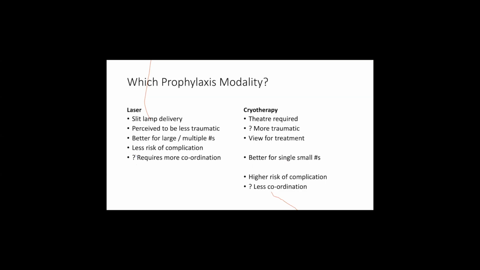With regards to the type of prophylaxis modality, slit lamp delivery is the easiest. It is relatively less traumatic, and it's good when there's multiple breaks, etc. You can also do indirect delivery of 532 or argon laser. You can also do cryotherapy. Sometimes we forget about cryotherapy and we don't have it in our armamentarium, but it's something that can be useful and helpful, especially for small holes that are slightly difficult to find with a laser.